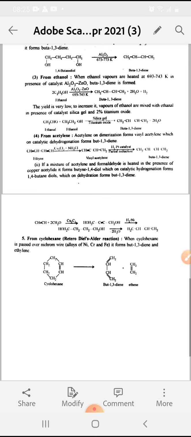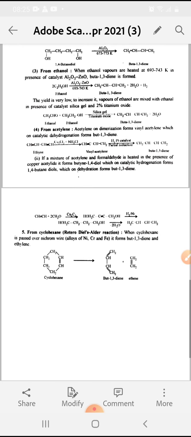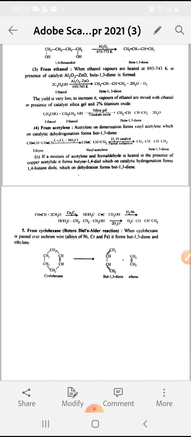So we see that cyclohexene undergoes this Retro-Diels-Alder reaction and splits into buta-1,3-diene and ethene.